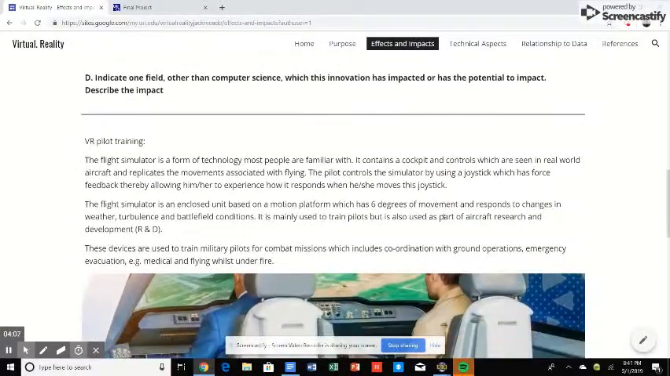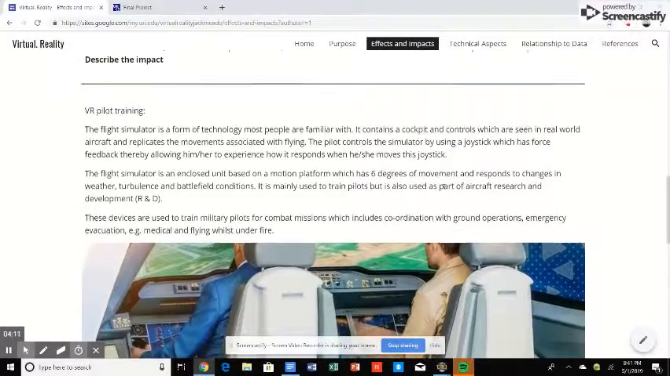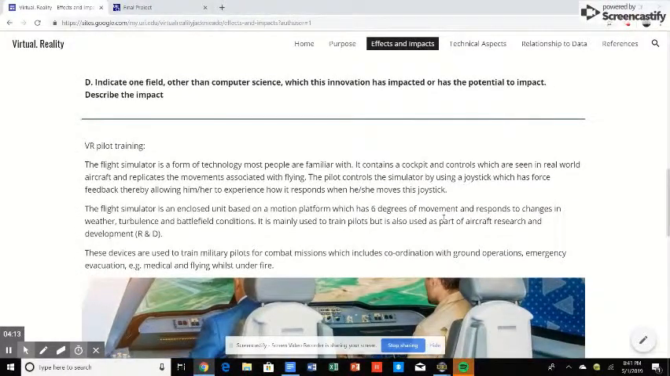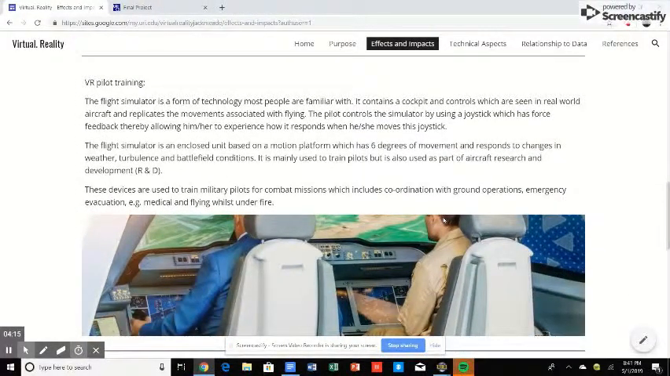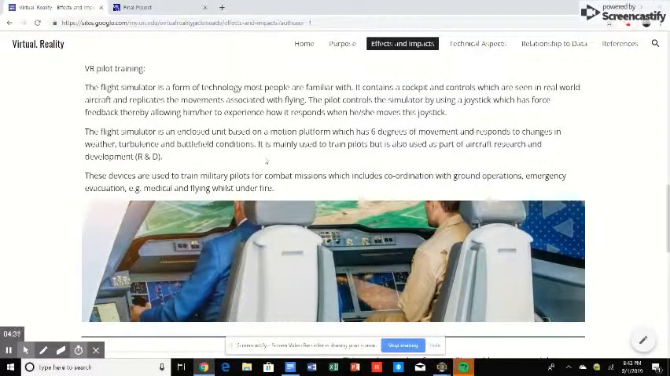In part D, it's to indicate one field other than computer science where this innovation has potential impact. The one I picked was VR pilot training, which is pretty much the simulation of flying planes without actually flying. It's like practicing in the actual cockpit, with controls like real-life aircraft, and it simulates the movements of flying with different joysticks and the force you would feel if you were in the plane itself.